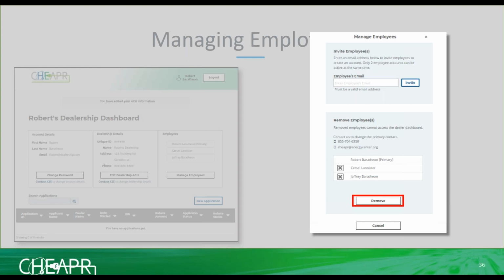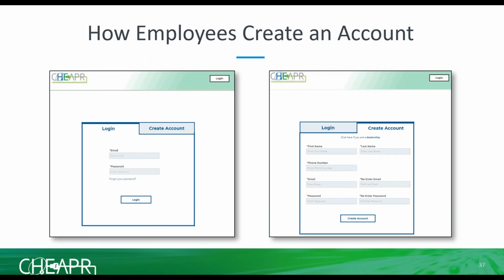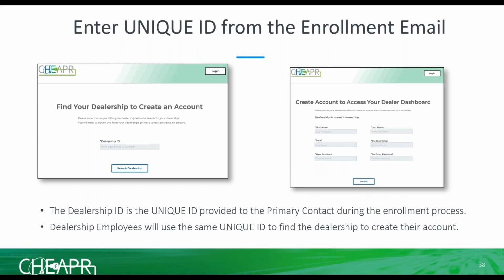It's also important to note that if you need to change your primary contact for any reason, contact us and we can help you with that. At this point, the employees can then create their account, same process as the primary contact. They can either create their account through the link that's sent to them from the invite, or they can create their account by going to click here if you're a dealership and then entering their unique ID to find the account.